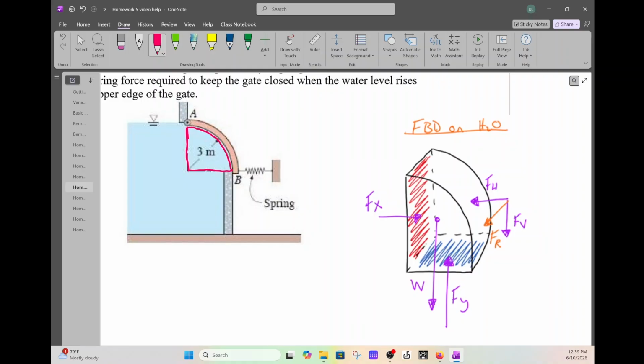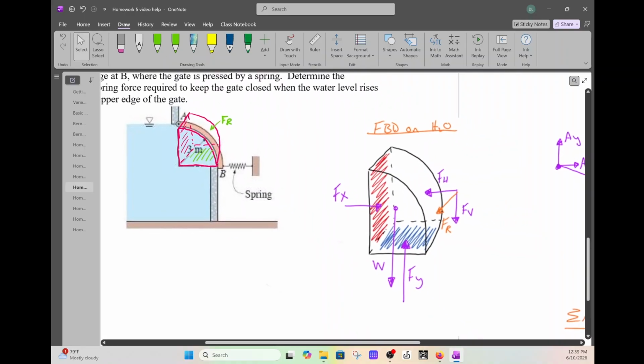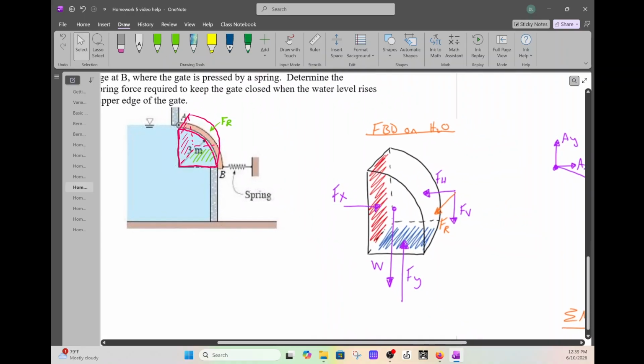So you have, like, this is in and out of the page, right? We did a dotted. Okay. It would look something like this. The FX is that left face. The bottom section is FY. And then you have the curved part, which is FR. Okay. So you can do the free body diagram on the water, which you can then find your FH and FV.